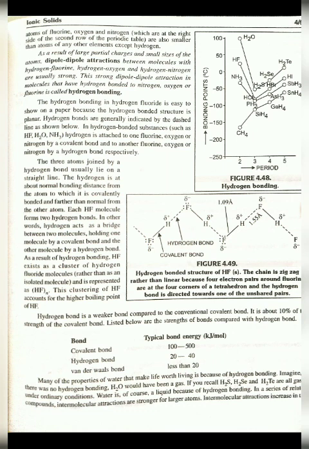Hydrogen bond is a weaker bond compared to the conventional covalent bond. It is about 10% of the strength of the covalent bond. Listed below are the strengths of bonds compared with hydrogen bond.